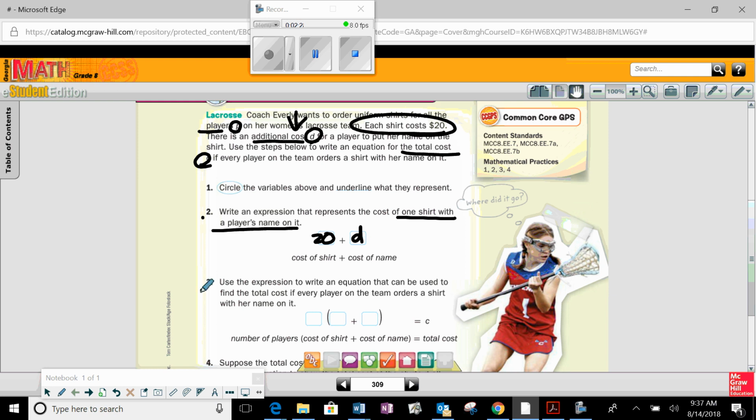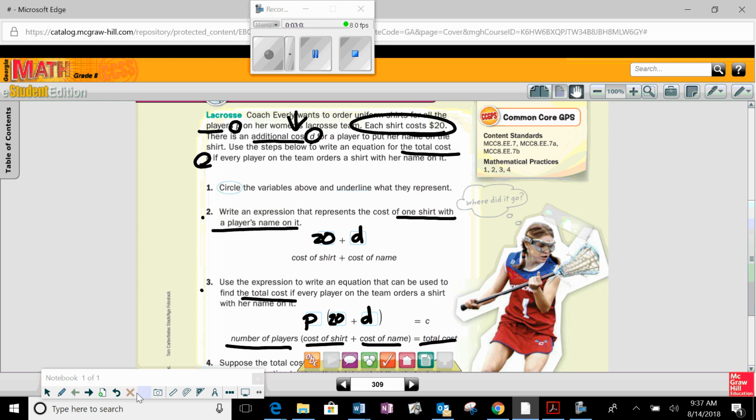Step 3 says use the expression to write an equation to be used to find the total cost of every player on the team with their name on their shirt. So in the parentheses, we know that one shirt costs 20 plus D. And then the second part is how many players there are. So that's the variable P. So P times, the parentheses being multiplied, 20 plus D equals the total cost. So the number of players times the cost plus the cost of the name equals the total.